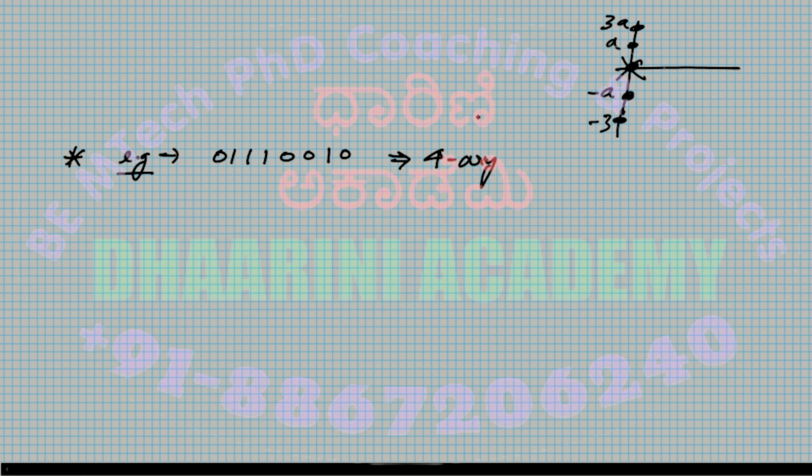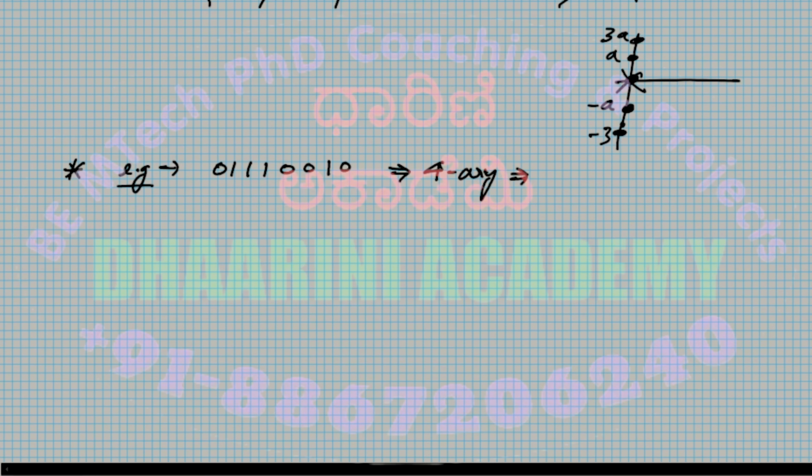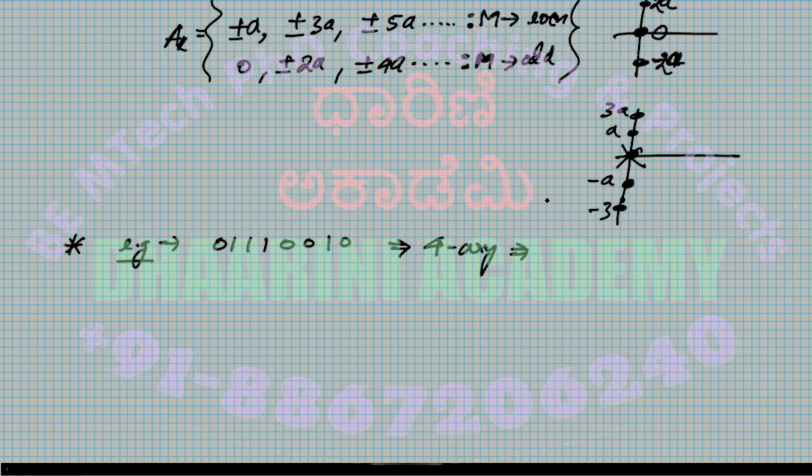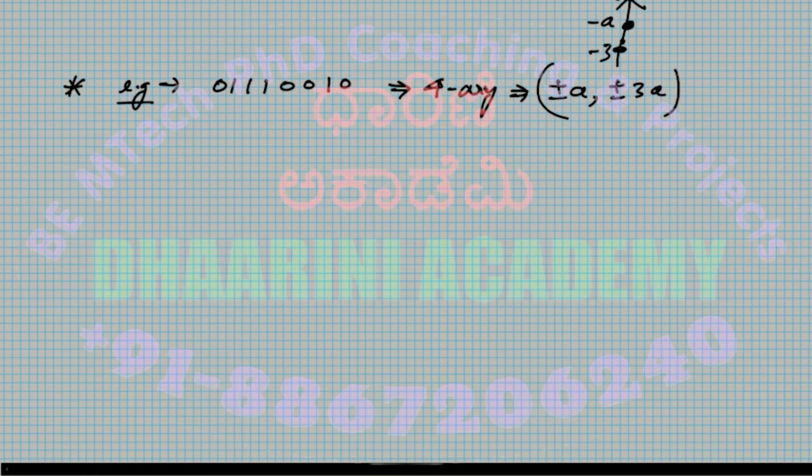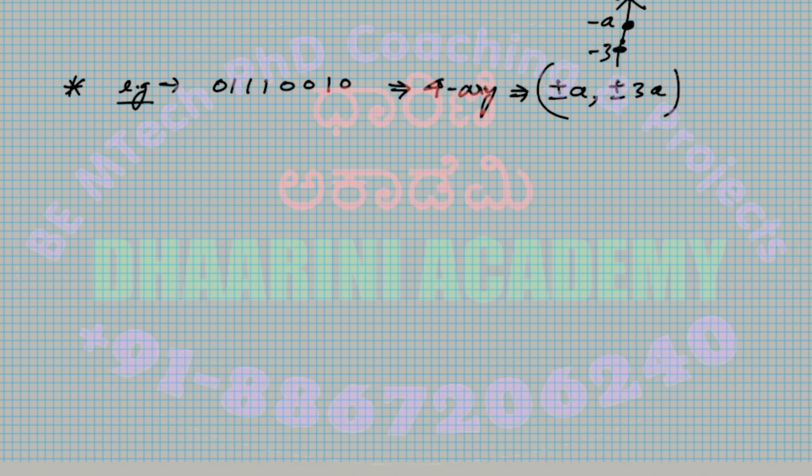So when there are four levels, what are the levels that you are going to write? 4 levels means it is plus or minus A and plus or minus 3A. Are you okay with that? There are 4 levels. The next, 6 levels, means you will definitely include plus or minus 5A also. Okay, so we got that. So let's try to draw the axis.